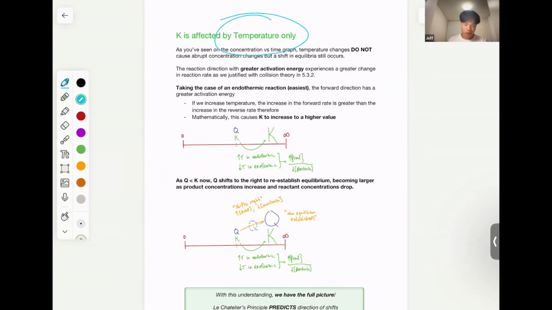So if you have a change in temperature in an endothermic reaction, K will increase, leading to equilibrium position demanding a higher product concentration and lower reactant concentration. And Q always chases K. K does not come back down to Q. In temperature change, the K moves and the Q comes back up to K until it's equal again at equilibrium.